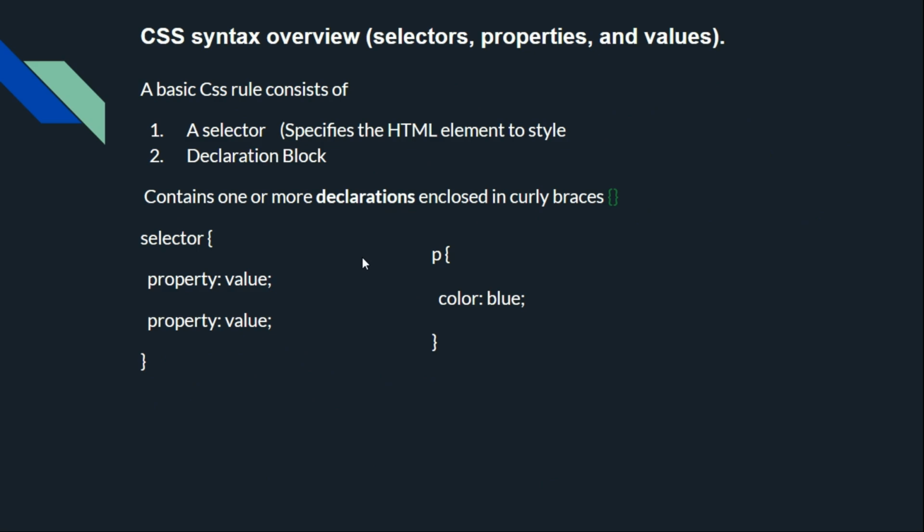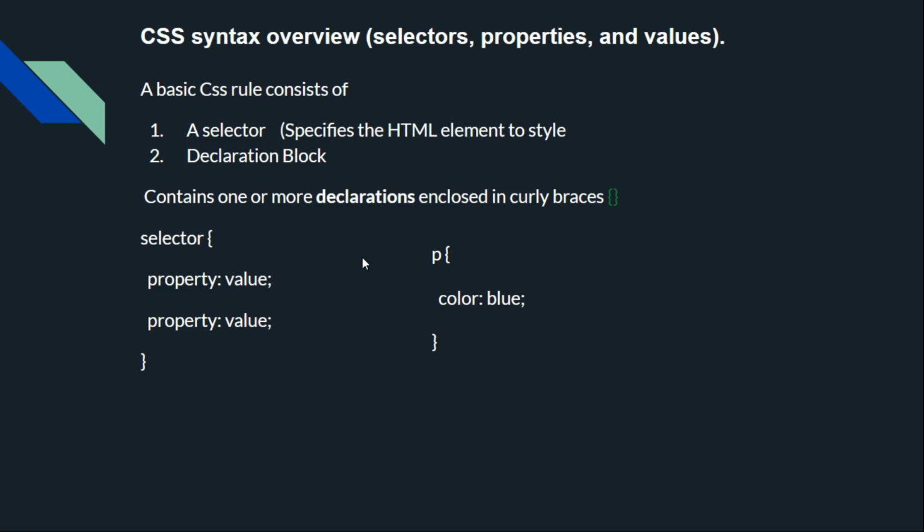Okay, so now how does a CSS syntax look? A basic CSS rule consists of two parts. Number one is a selector. Now, this specifies the HTML element that you want to style. And number two is your declaration block. Can contain one or more declarations, just like we're going to see when we jump into our VS Code. So actually write some CSS code.